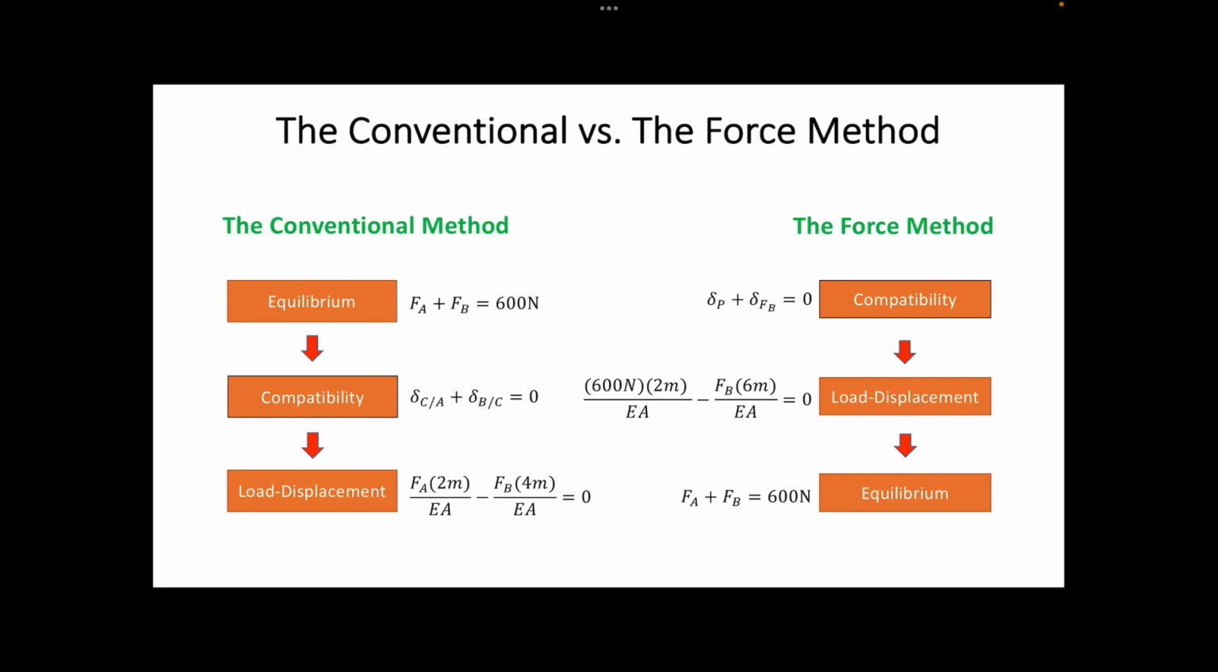Having two methods in hand, it is up to you to decide which method to be used for solving a specific problem.